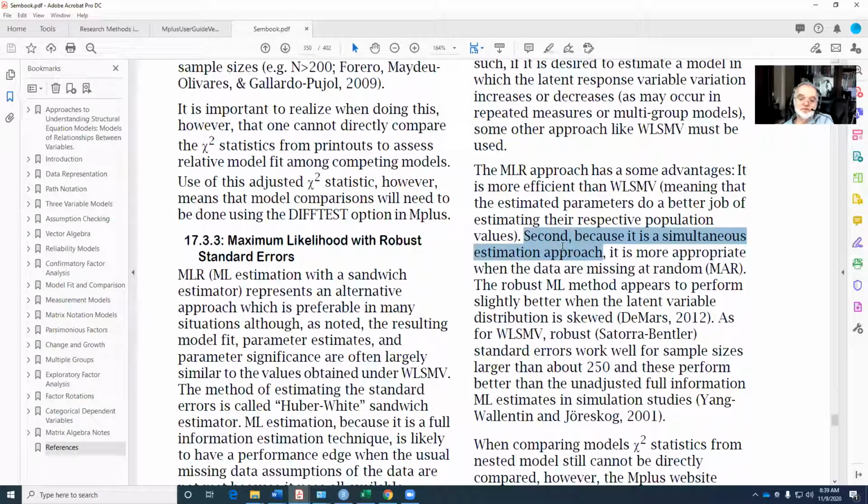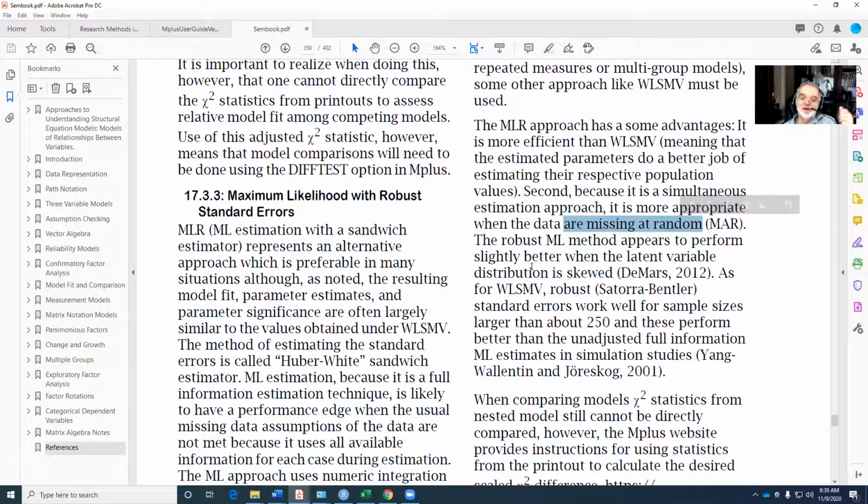Second, because MLR is a simultaneous approach, that is, it estimates one threshold across all the values, it's more appropriate when data are missing at random. And the other nice thing about ML is when your latent variable distribution is skewed, it performs better than WLSMV. And skewed latent variables happen quite frequently, at least in psychological data.